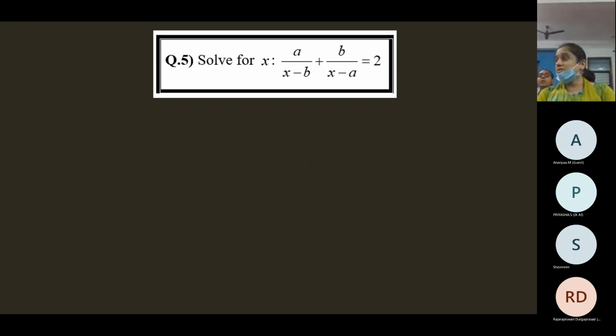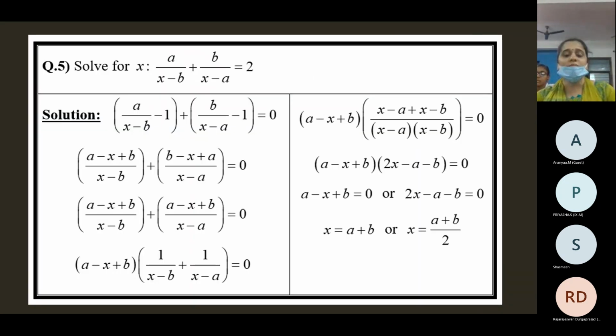Yeah. So now this one. This one you have a 2 on the other side, equal to 2. So you're going to write 2 as 1 plus 1, and you're going to bring both the ones on to the left hand side. So 2 is 1 plus 1 on the RHS. It comes to the LHS as minus 1 minus 1.